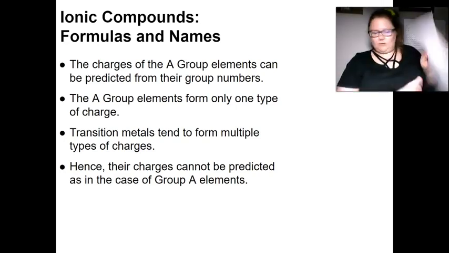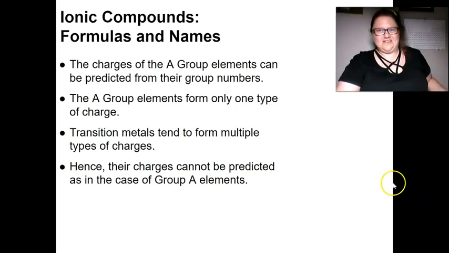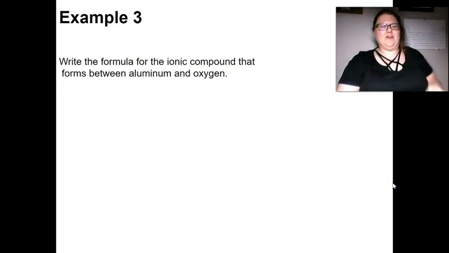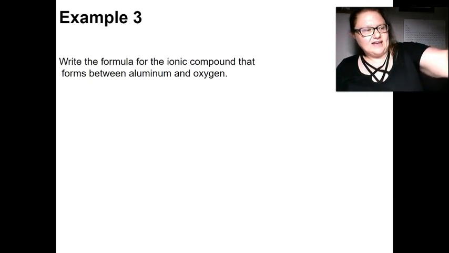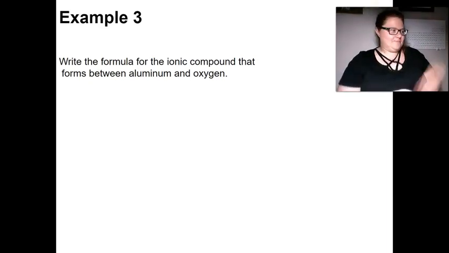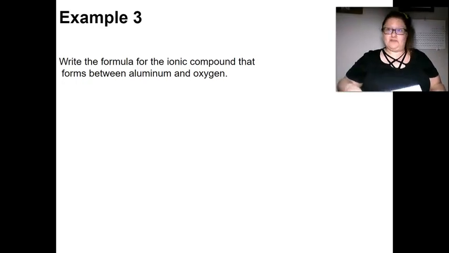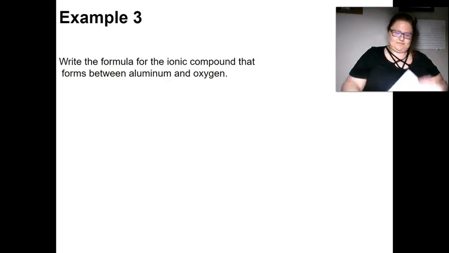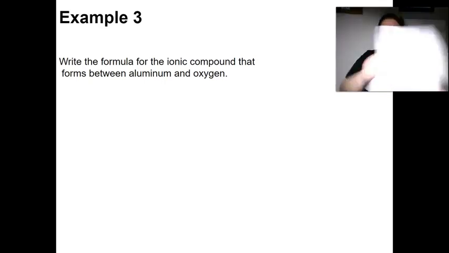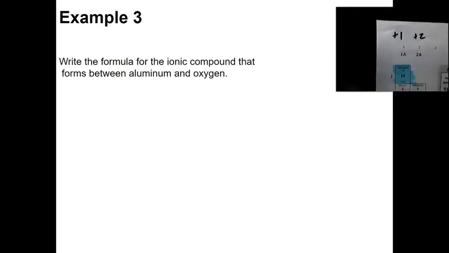Okay, we can go through. Let me check and see if it's on a slide first. Okay. All right, so we have example 3. Write the formula for the ionic compound that forms between aluminum and oxygen. And so I want to add to my periodic table the charges for those A element groups, and I'll share it with you. Okay, I think I'll put an X there. Okay, so let's go through. So you can do this on your table as well.